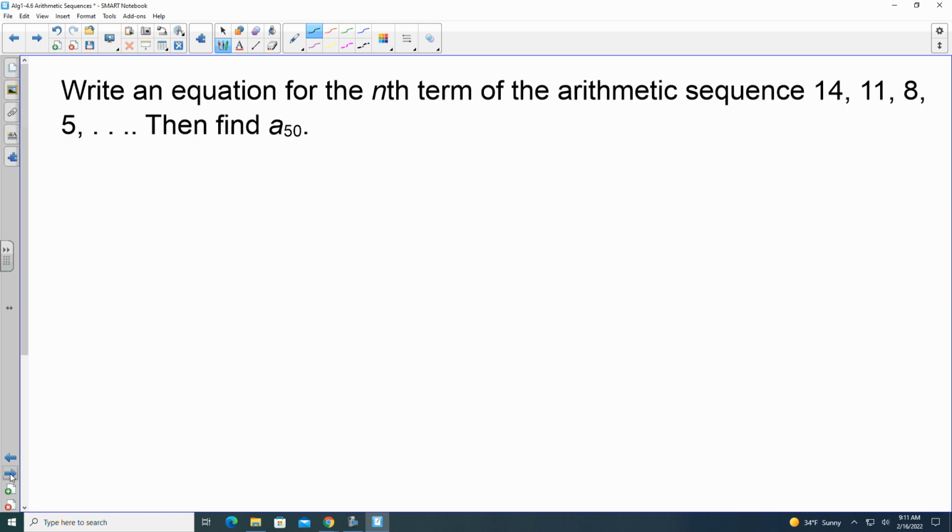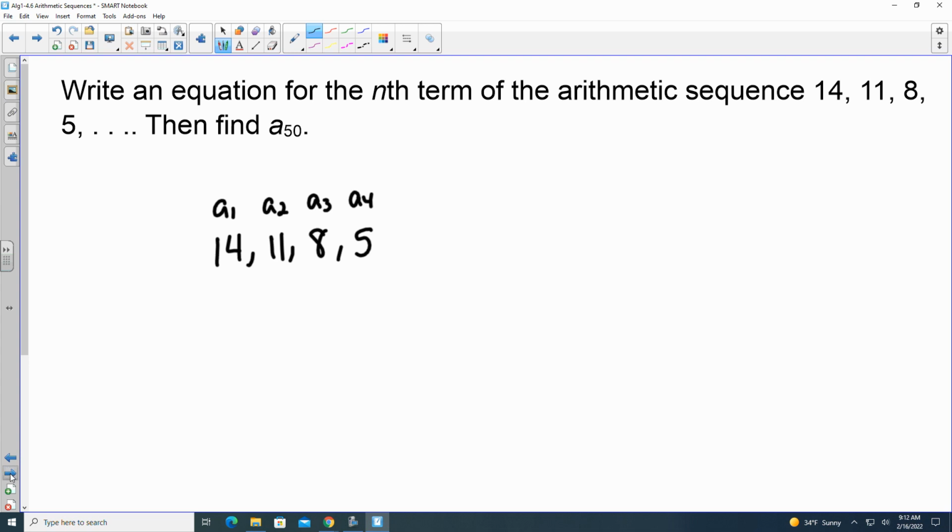So here it says write an equation for the nth term of the arithmetic sequence 14, 11, 8, and 5. What I'm going to do first is just write this out. 14, 11, 8, and 5. So this is my a sub 1, this is my a sub 2, this is my a sub 3, and this is my a sub 4.